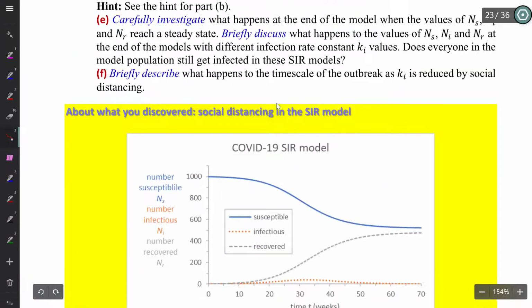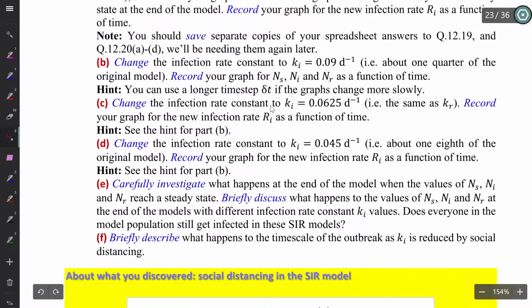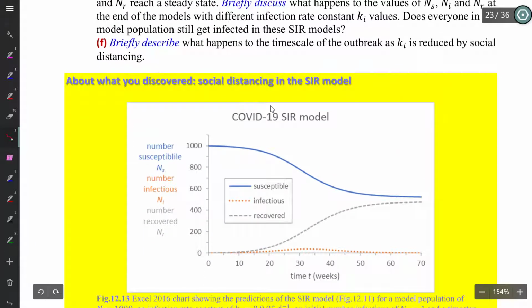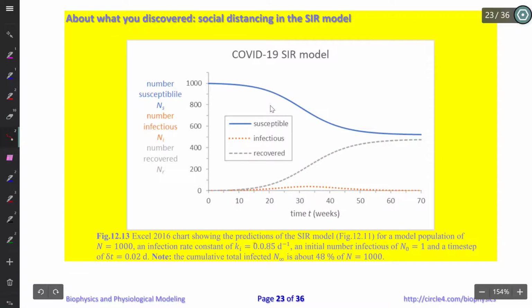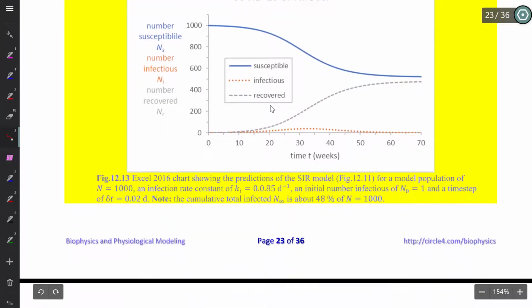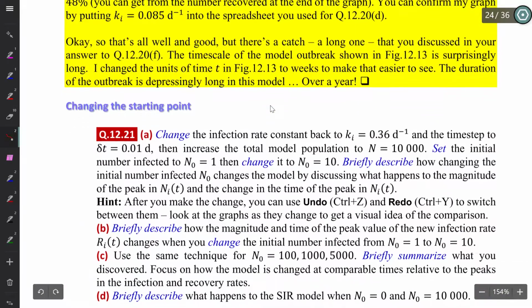And then I've got some more discussion questions here that you should go through and make sure that you follow. This is about what you discovered. What I have is an example of how social distancing works, and I picked an example that we did not talk about just now. I picked this value of Ki, and it shows that the number recovered only gets up to just under half of the population. So it's kind of a nice pretty looking graph.